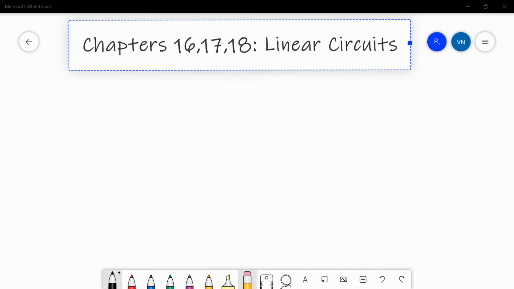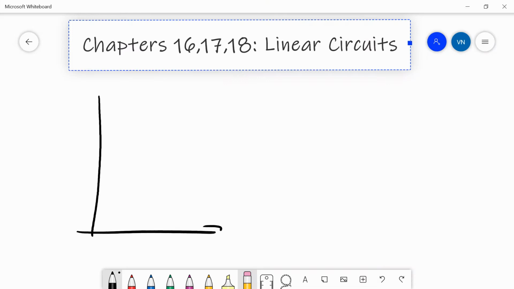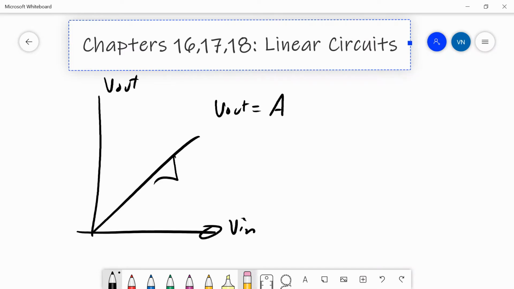So chapters 16, 17, and 18 were about linear circuits. What we mean by a linear circuit is that when we provide an input, let's say in volts, and we get an output also in volts, the relationship between V in and V out is a line. So V out is equal to some multiple, some gain factor, times what's coming in. So that is a linear circuit. The input-output relationship is a line. It's a function of y equals mx plus b.